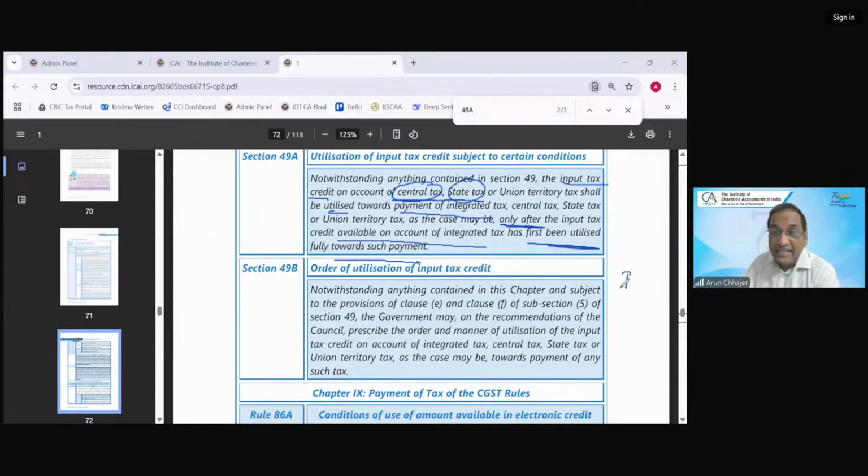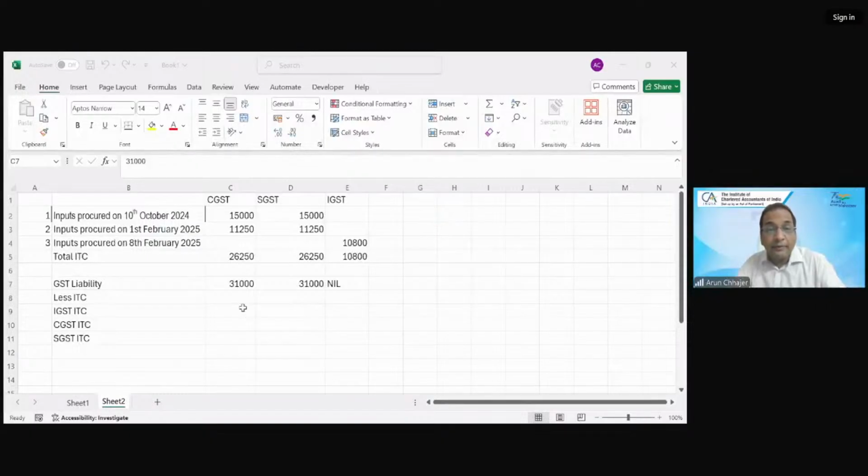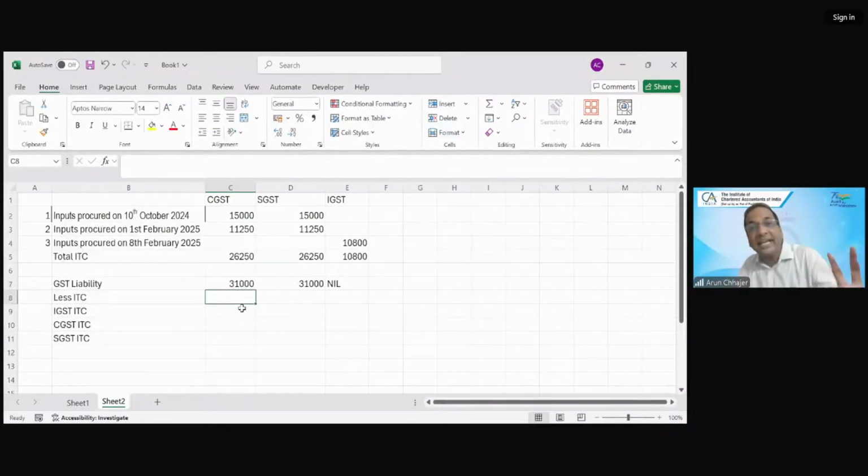Now IGST का ITC, first will be given to I, and the balance C and S in any order, any manner. मतलब क्या हुआ? It means if they want to give completely to C, nothing to S, no problem. If they want completely to S, nothing to C, no problem. If they like to give half, no problem. Whatever they want, they can. But only IGST ka ITC should become 0.